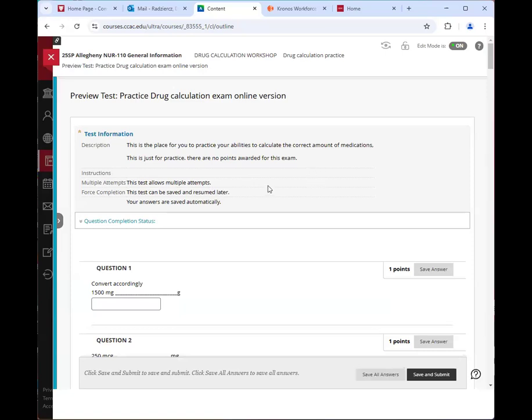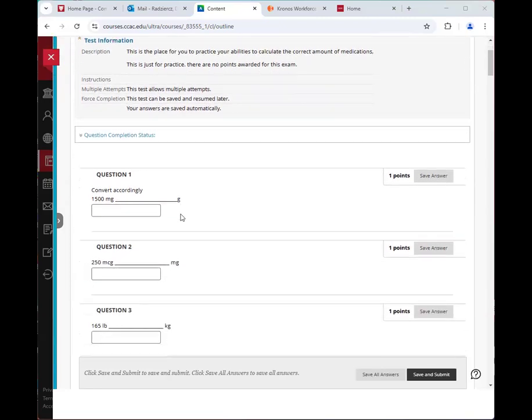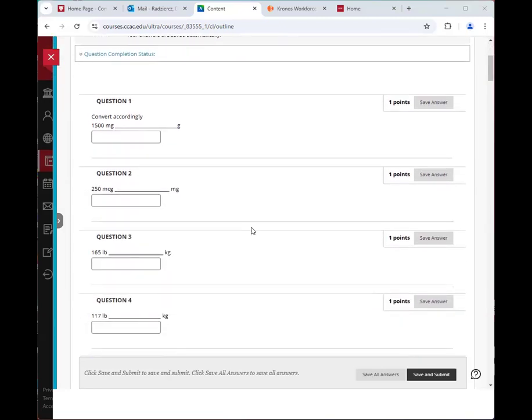All right, so the test always opens up the same, so the same questions are in the same order. What's going to differ is the numbers in the questions, but similar questions are going to be asked as you're going through this. So it won't be a surprise. And this is how straightforward it is.